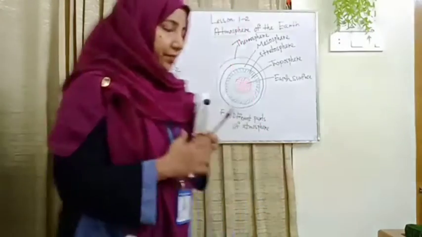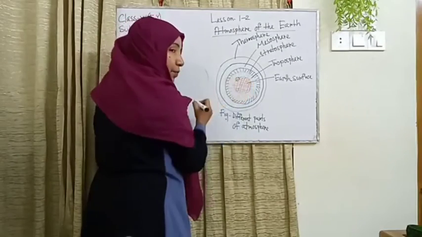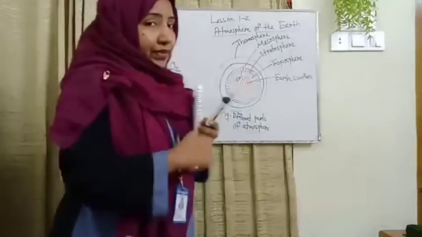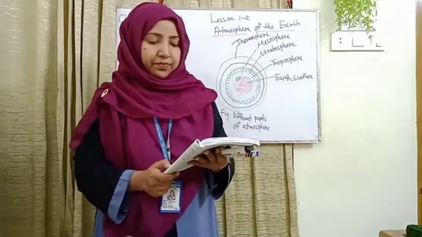Again I repeat, near the Earth's surface the atmosphere is compact, and higher up it becomes lighter and lighter. That is why the atmosphere near the Earth's surface is compact.